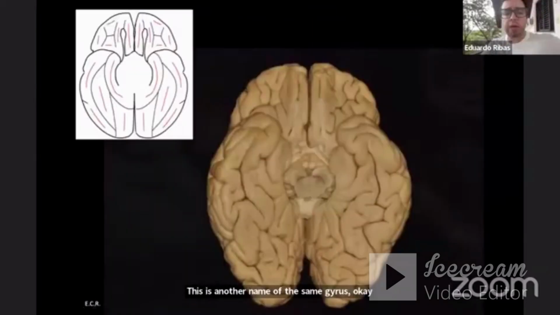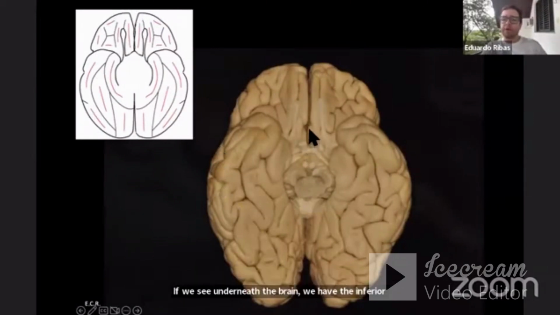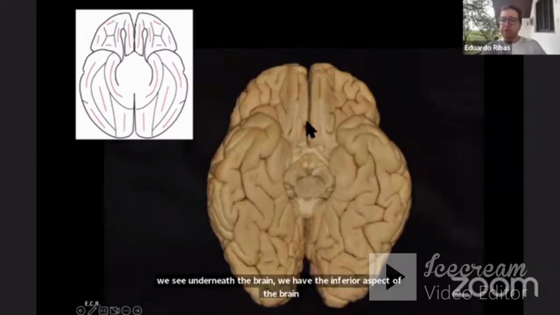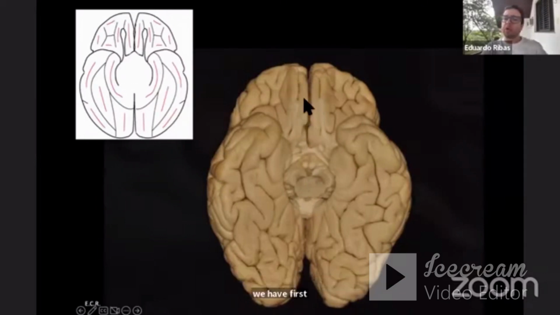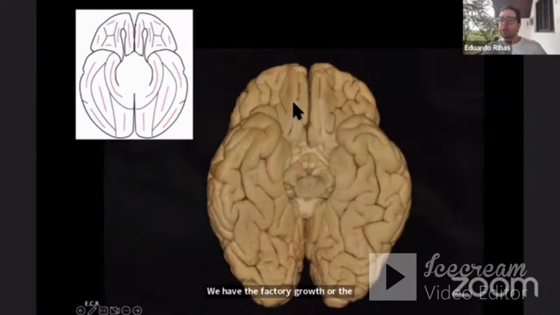If we see underneath the brain, we have the inferior aspect of the brain. We have first the interhemispheric fissure. Lateral to the interhemispheric fissure, we have the gyrus rectus as well. So the gyrus rectus can be seen on the medial surface, but also in the basal surface. Lateral to the gyrus rectus, we have the olfactory groove or the olfactory fissure, harboring the olfactory tract. And then laterally to this fissure, we have the orbital gyri.